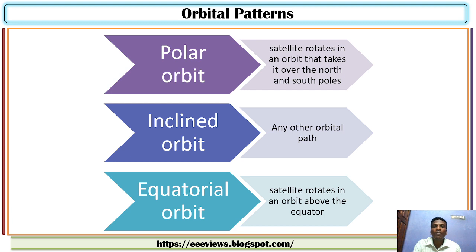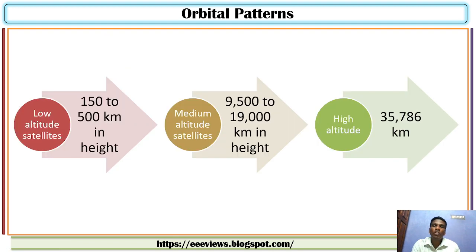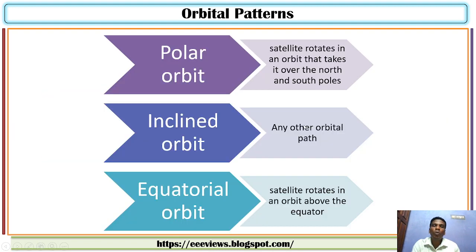If the satellite is placed in the polar orbit, that means it is revolving over the north and south pole, then it is called a polar orbit. If you are placing the satellite in any other place other than polar orbit, it is called an inclined orbit. So normally we will be placing the satellite based upon the altitude and based upon the orbit. Next we will see how this satellite communication is happening.